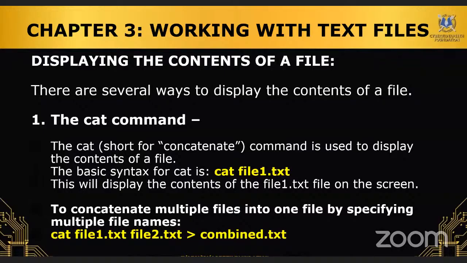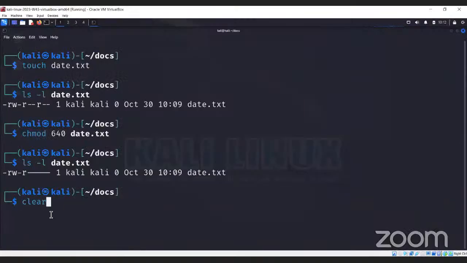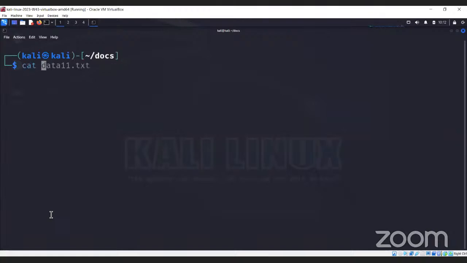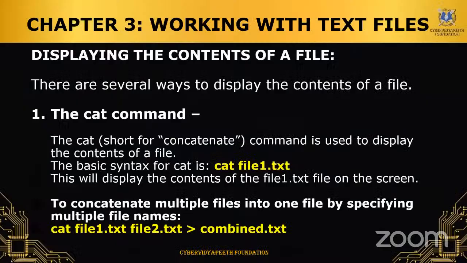Let me show you. cat data.txt. As you can see, data.txt is an empty file, so there is no output there. We can also concatenate multiple files by using the cat command. I think I have already told you that we can concatenate 2 files by using this command.